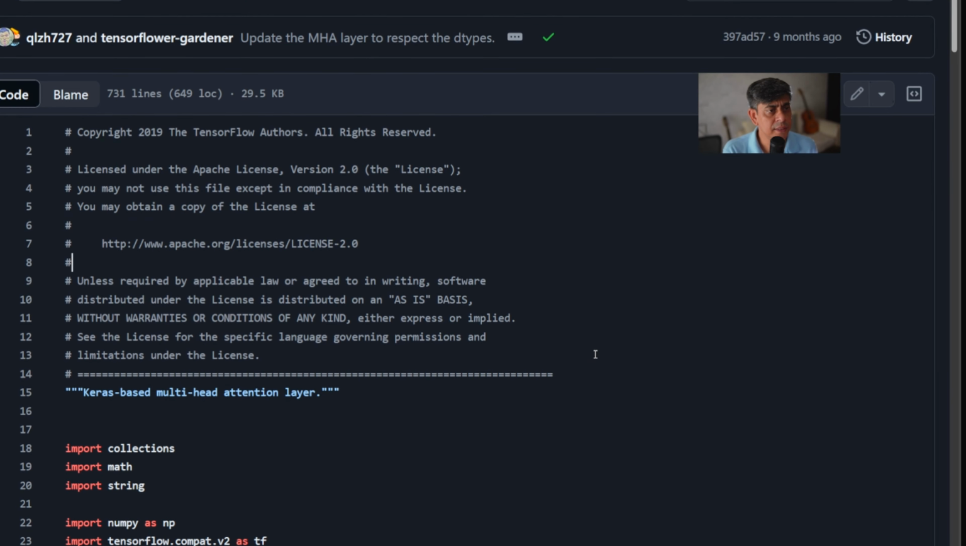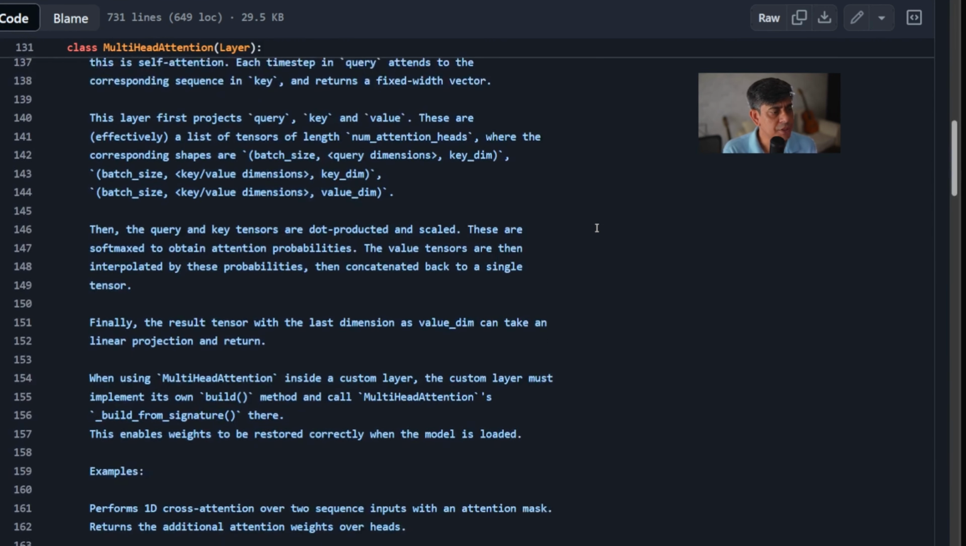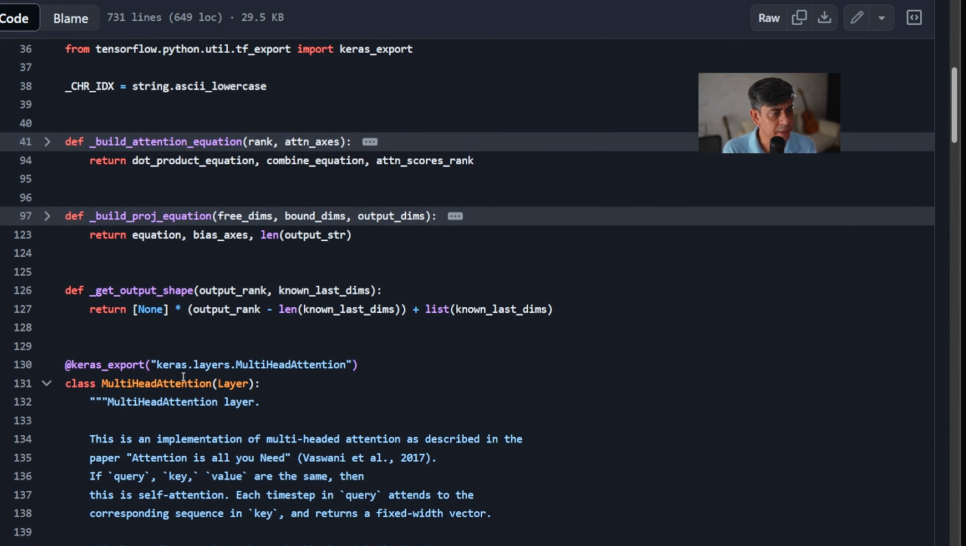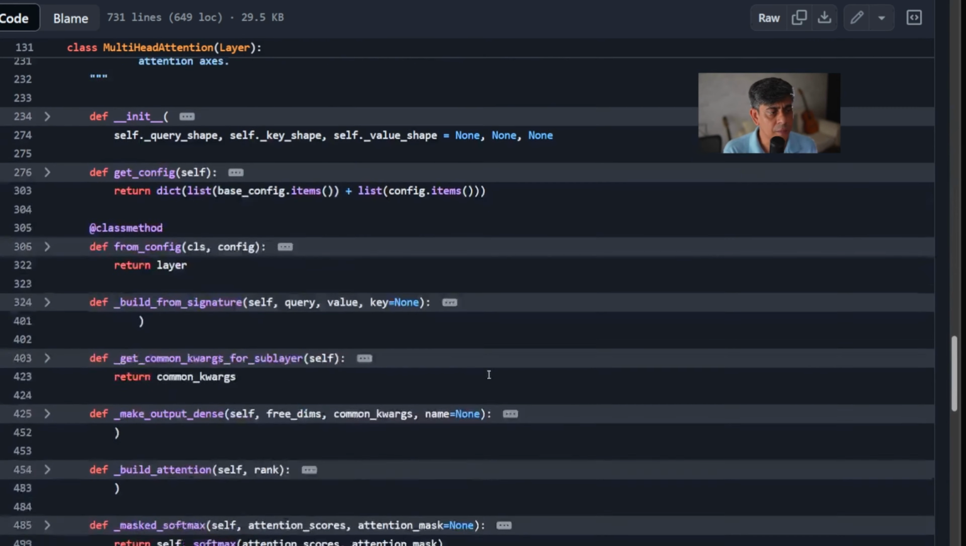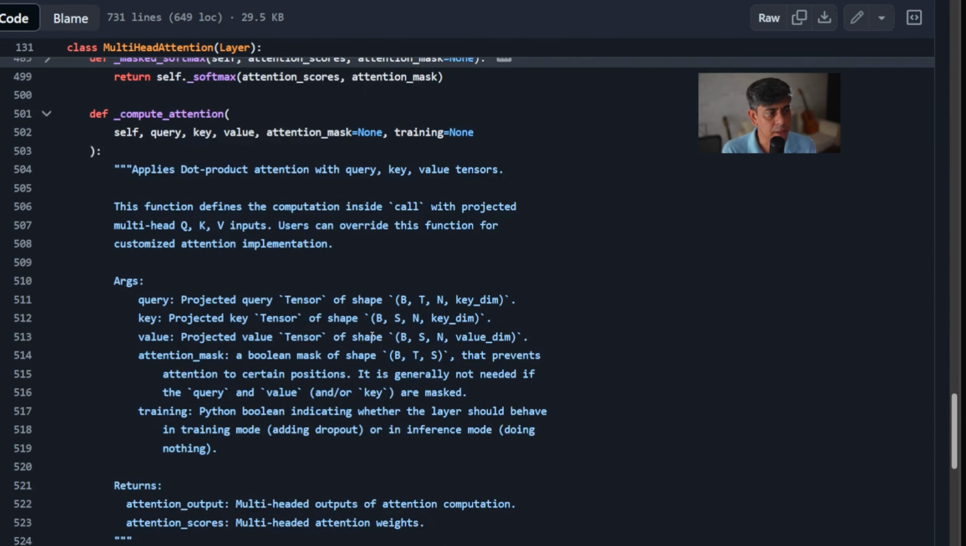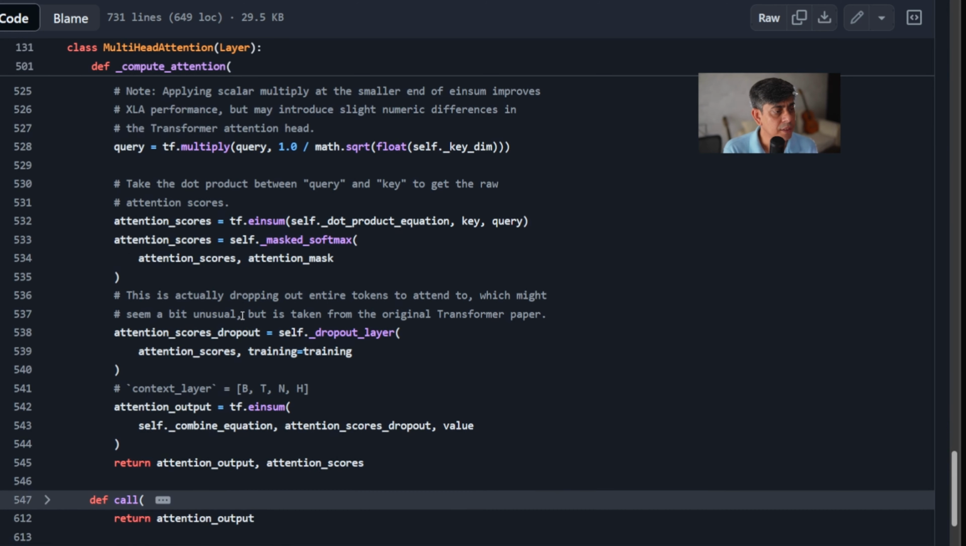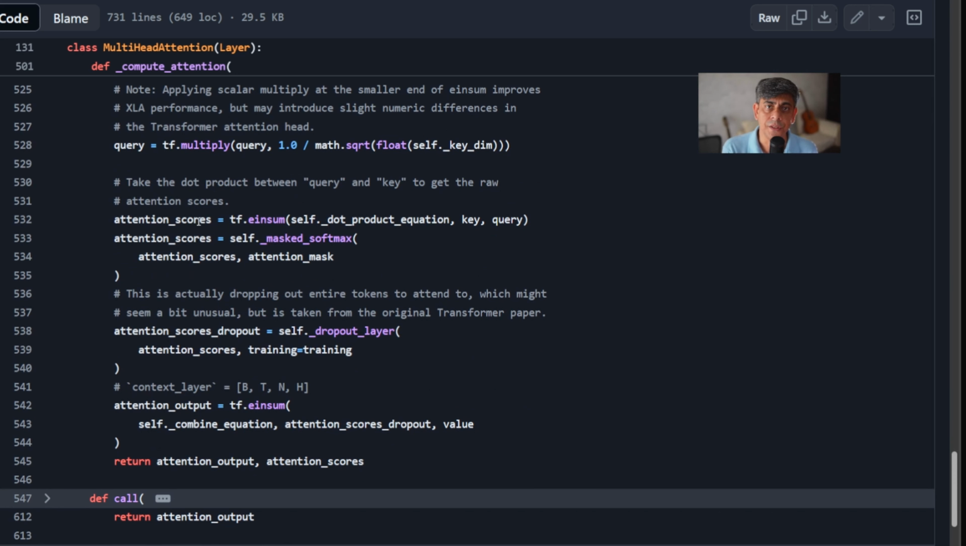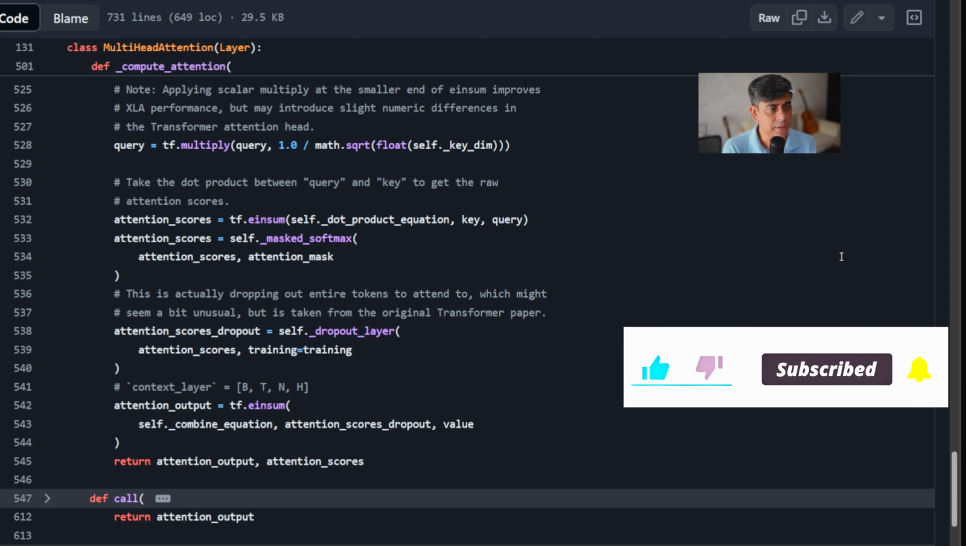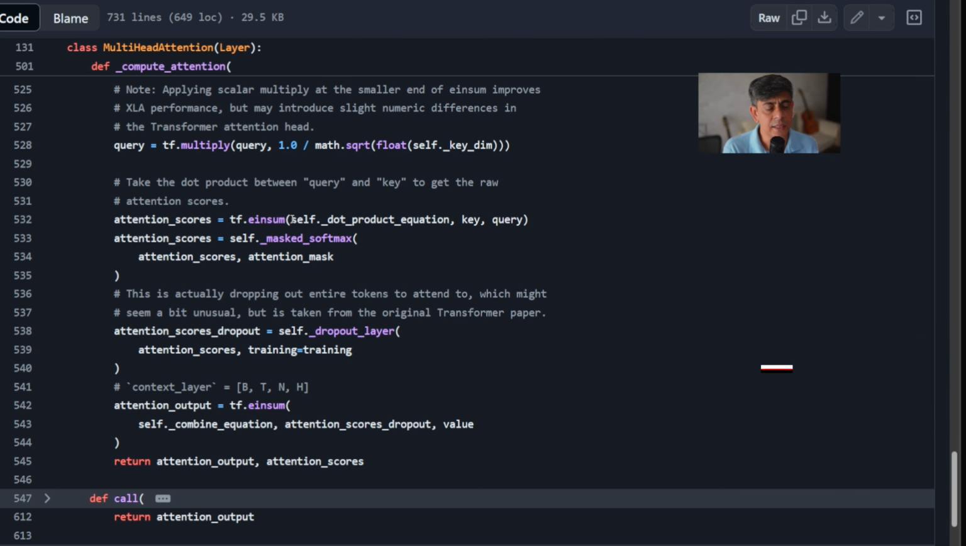Now today, let's see how Keras has implemented it. If you go straight to the Keras multi-head attention and go where they are computing the attention, compute attention, we see some similarities. For example, the query is scaled here, multiplied by the square root, right? Then the attention score is getting calculated here. How were we doing the calculation? We remember we are doing a tf.matmul between q and k transpose, right? What they are doing is an einsum of some equation, with the key and query. Almost similar, but what is the einsum?